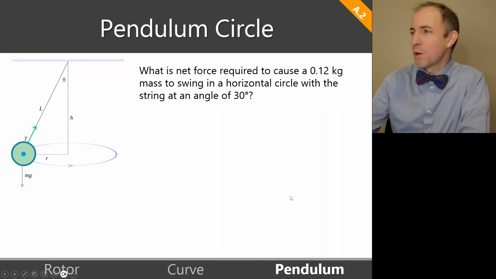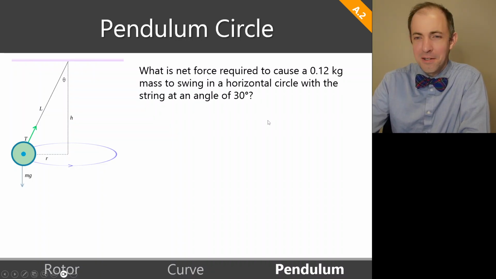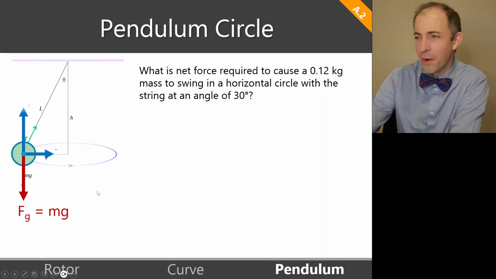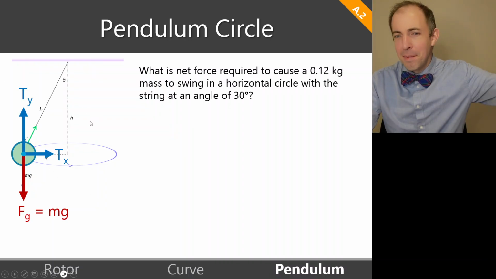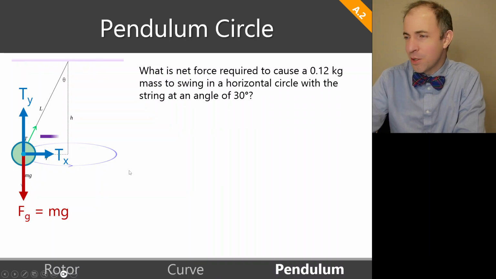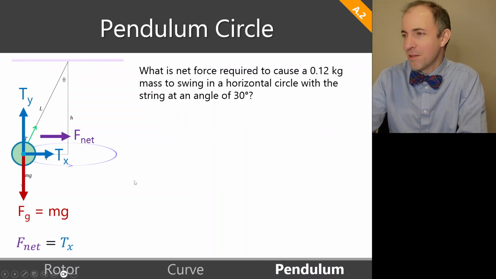What is the net force required to cause a 0.12 kilogram mass to swing in a horizontal circle with a string at an angle of 30 degrees? All right, let's see how this all plays in. We've got Fg going down. I'm just going to split up into components right away and say Ty going up, Tx going towards the center, and my overall net force is going to be pointed towards the center of the circle.